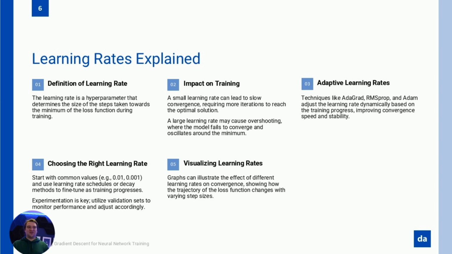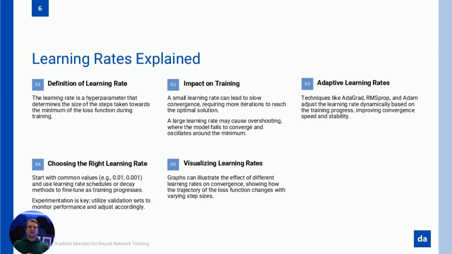Let's unpack the consequences of getting this wrong. A small learning rate. Imagine walking through a marathon at a snail's pace. You'll eventually reach the finish line, but it'll take forever. That's what happens when the learning rate is too low. It leads to slow convergence, requiring more iterations to minimize the loss.